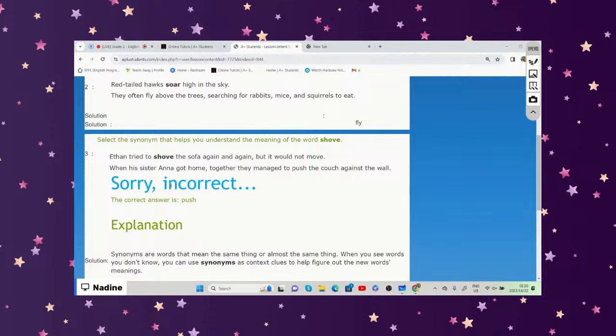So basically, if we select the synonym of the word shove, to shove something is to push. So it means that he tried to push the sofa, maybe against the wall or somewhere, but he was struggling, right? But together they managed to push the couch against the wall. So push is the synonym of shove. So well done. Push is correct.